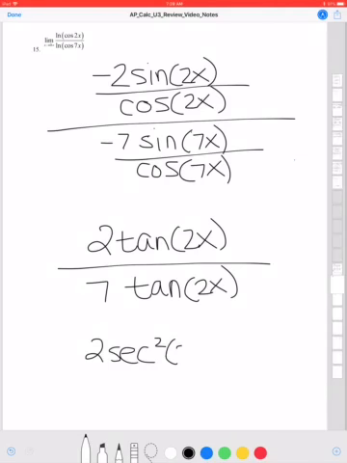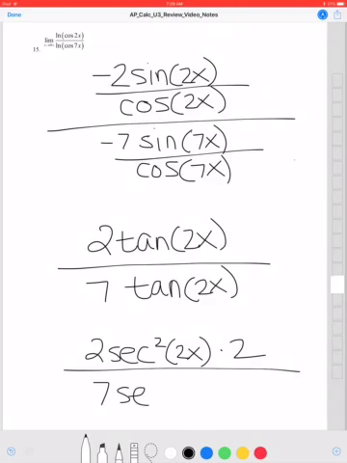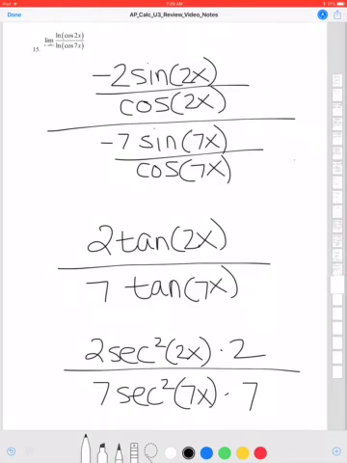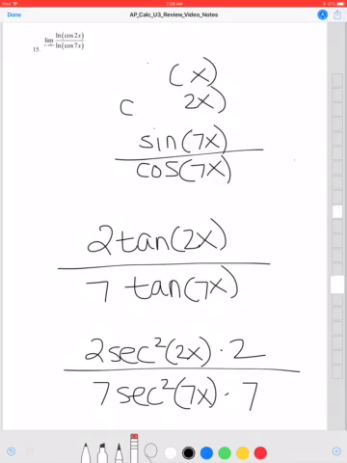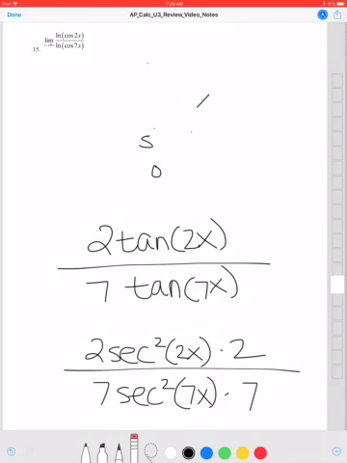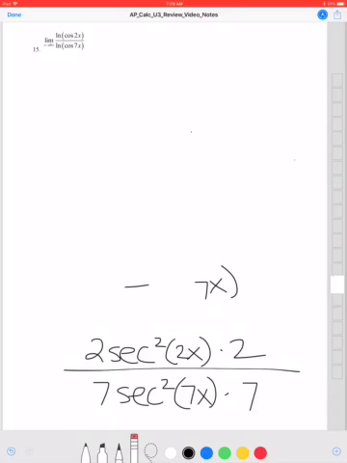Alright, the derivative of tangent is secant squared of something times the derivative of that something over secant squared. Oops, I see I made a mistake. That's supposed to be a 7, excuse me. Alrighty. Now let's see if we are ready to take this limit. I think we are.